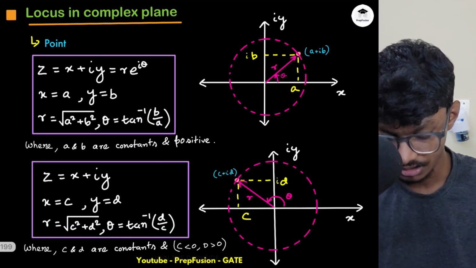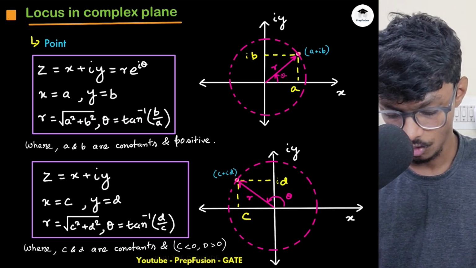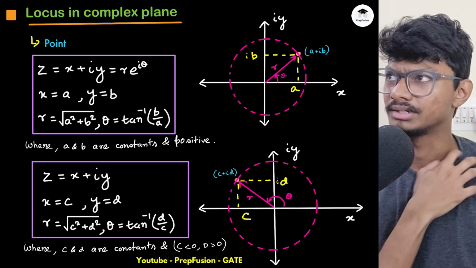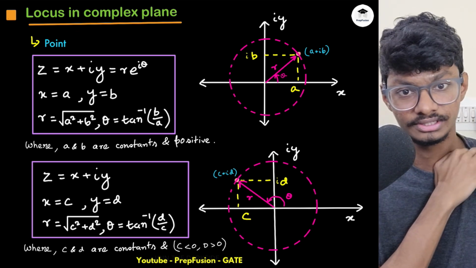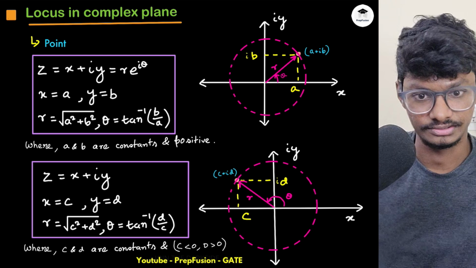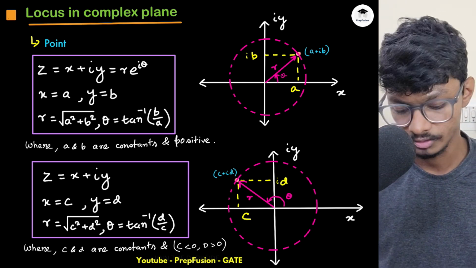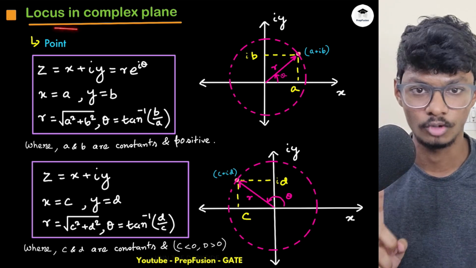So now we'll start with the locus in the complex plane. What do we mean by locus in a complex plane? Locus means path. We have already drawn a few loci of functions, during the starting of the functions lectures, drawn a few graphs. Exactly a similar thing we will do here. Basically, we will plot the locus in the complex plane.